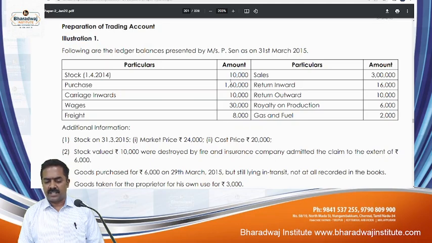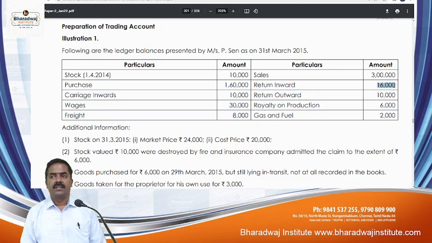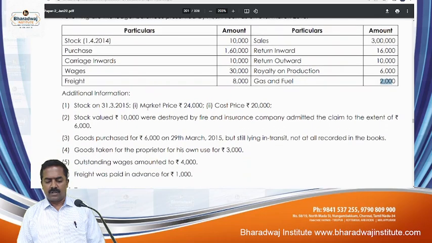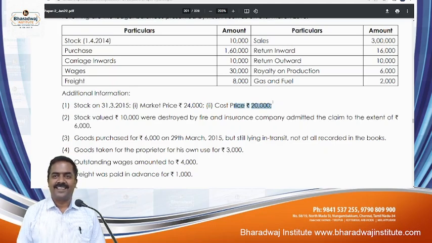Illustration number 1. Stock will be debited, purchase will be debited, carriage inwards will be debited, freight will be debited, sales will be credited. What will you do with returns inward? Sales will be reduced by it. Returns outward will be deducted from purchase. Royalty on production you will charge, gas and fuel you will charge. Closing stock, which value will you take? Market price or cost price? After studying so much, how do you look at it now? Closing stock will be valued at cost price or market price?